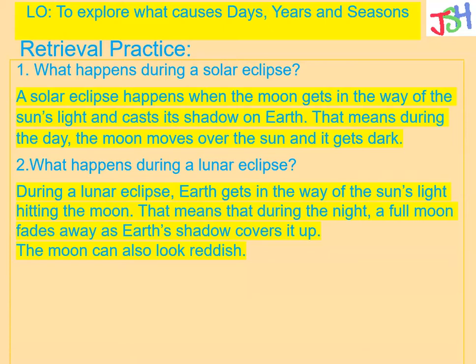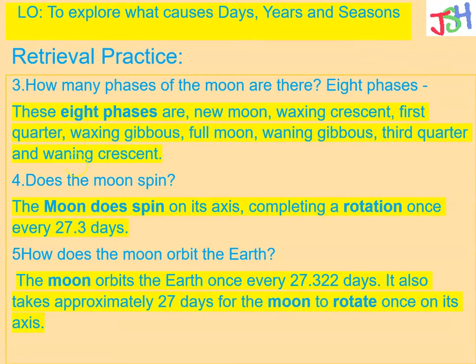Question 3. How many phases of moon are there? We have 8 phases of moon, and these 8 phases are new moon, waxing crescent, first quarter, waxing gibbous, full moon, waning gibbous, third quarter, and waning crescent. So these are the 8 phases of the moon.